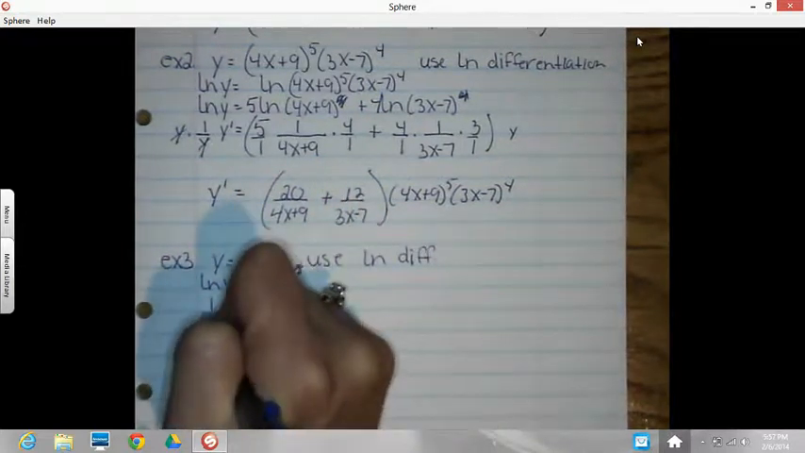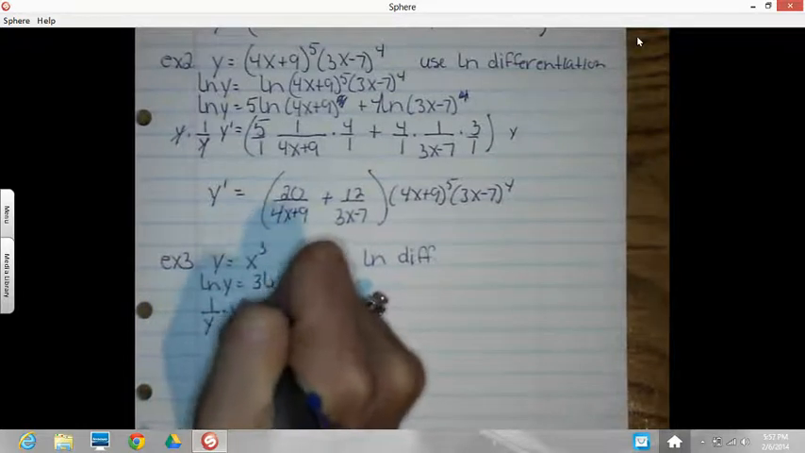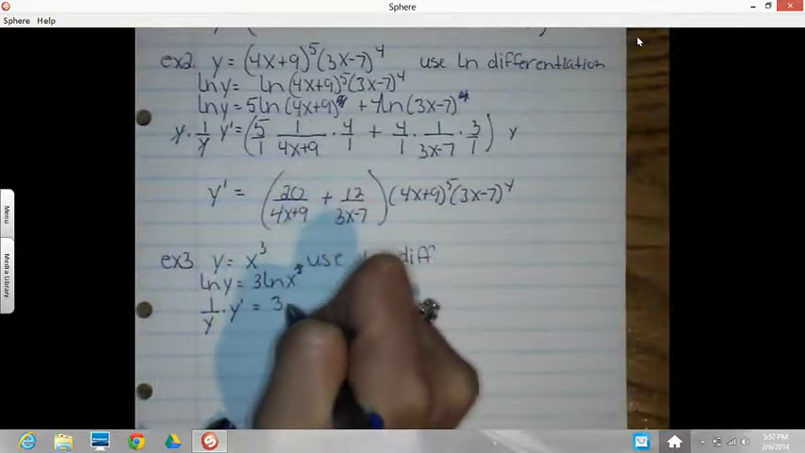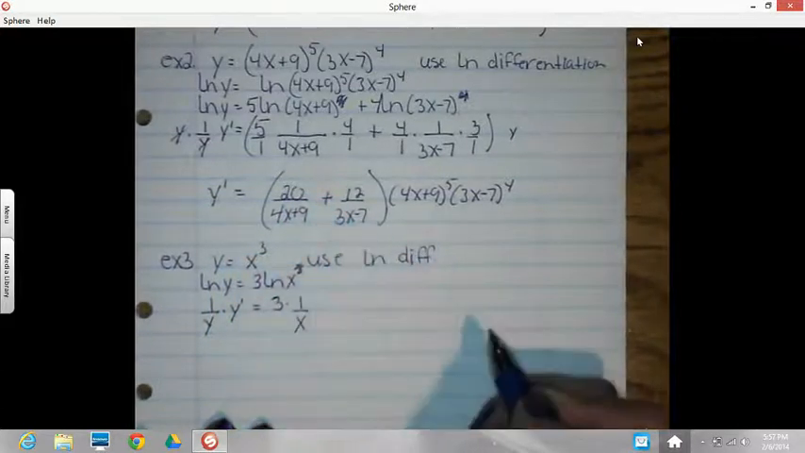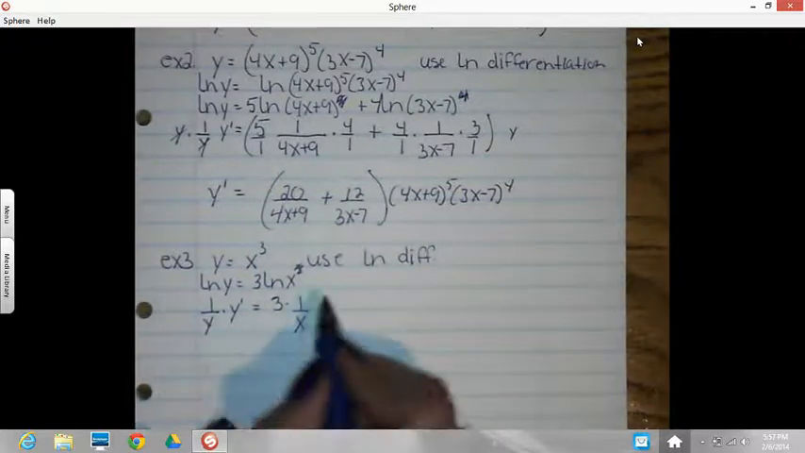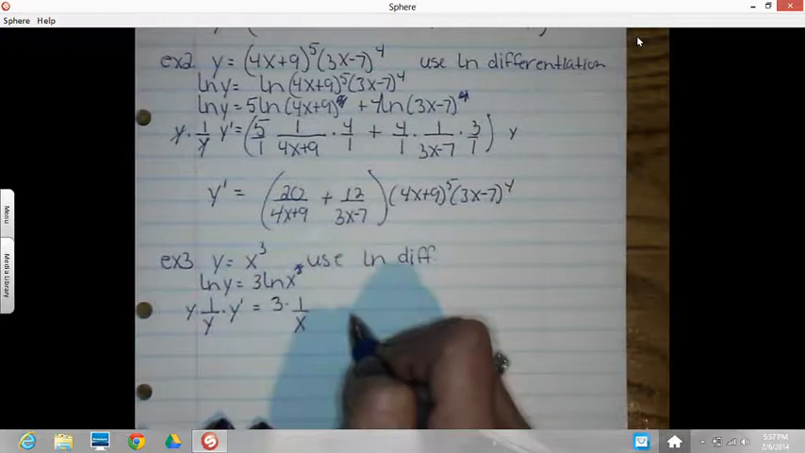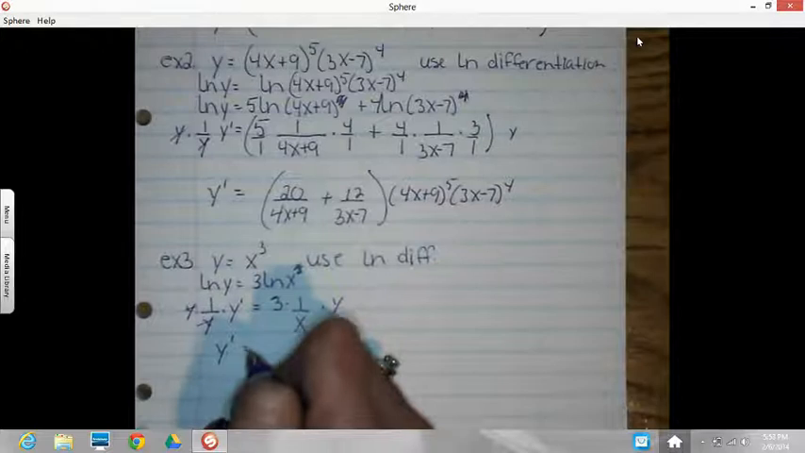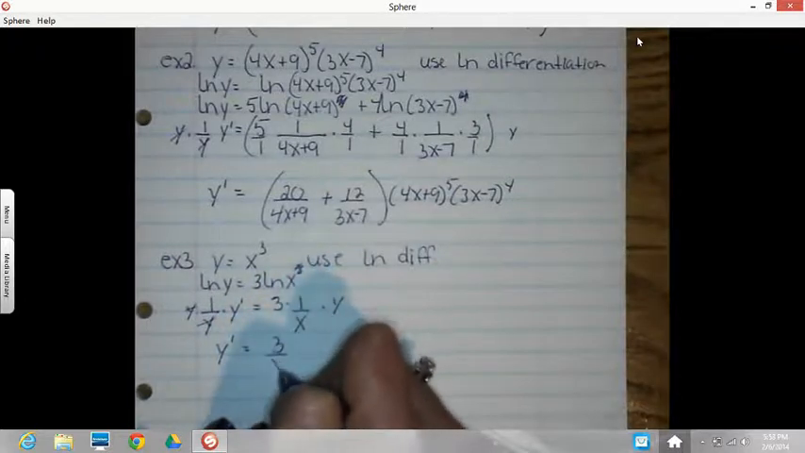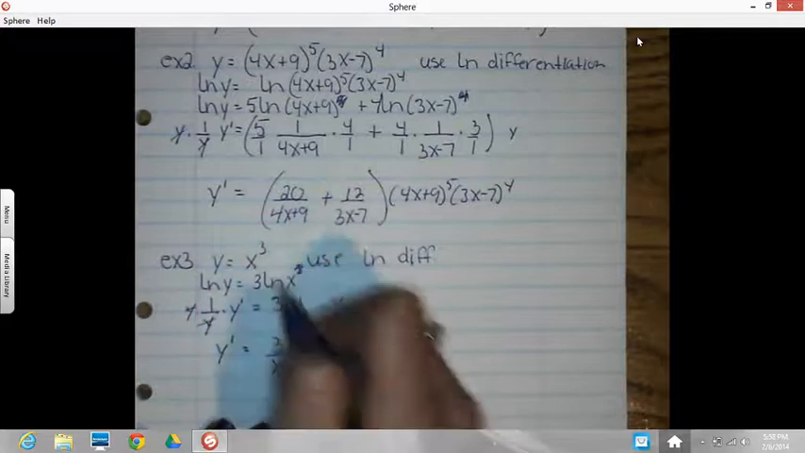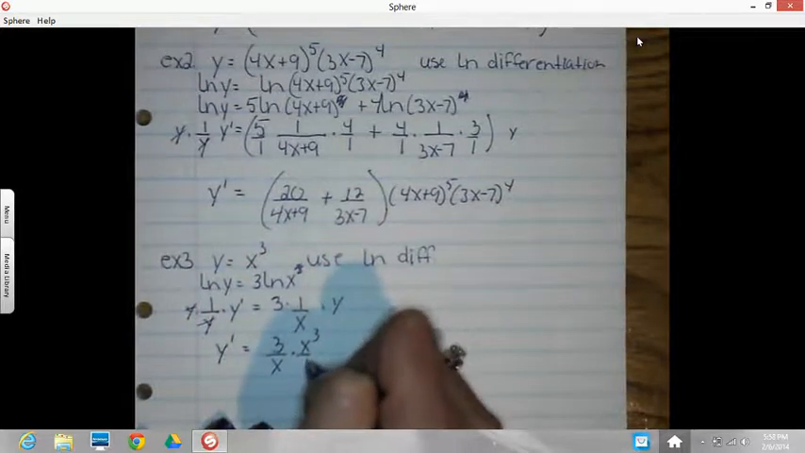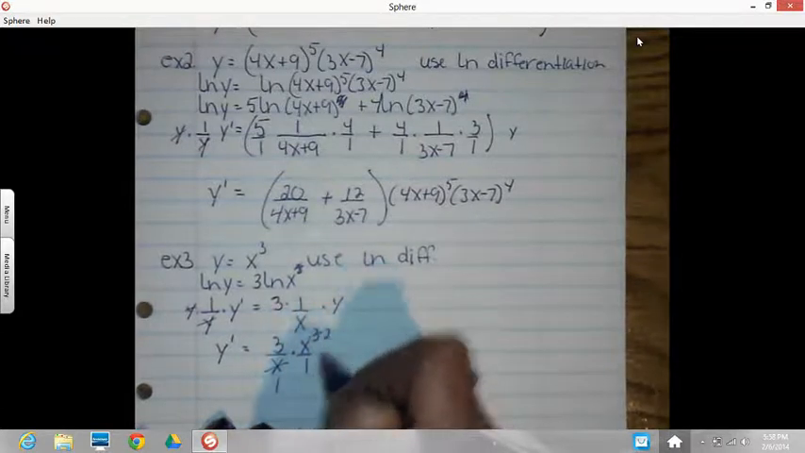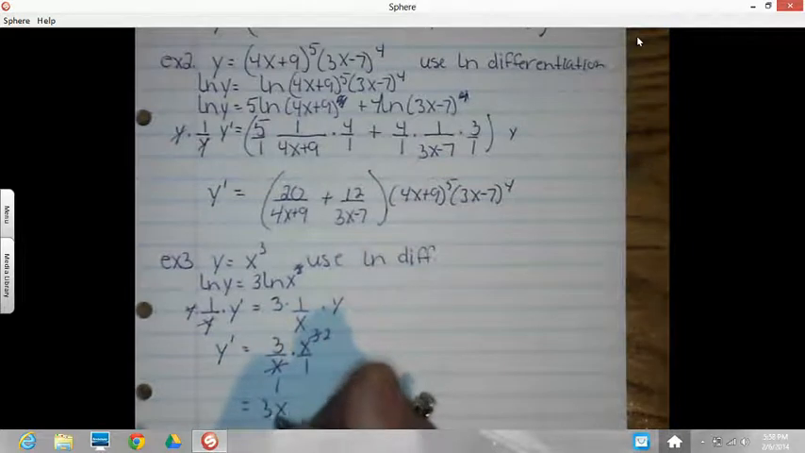Now I'm ready for the derivative. 1 over y times y prime equals 3 times the derivative here, which is 1 over x. We're going to multiply by y on both sides to get rid of this. Cancel, so y prime equals 3 over x times the y. The y was x cubed. And if we simplify, I can cancel 1 x, and I get 3x squared.